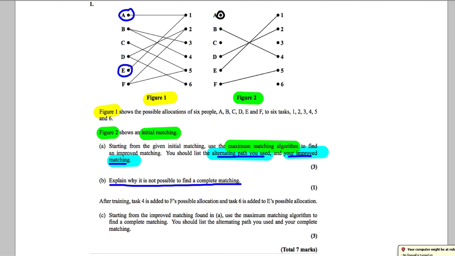We can also look up here, here's another reason. If we look at 3 and 4 here, 3 and 4 can only be done by B.